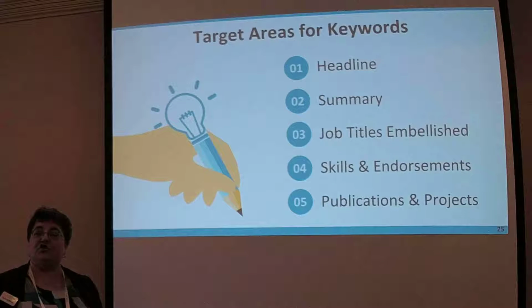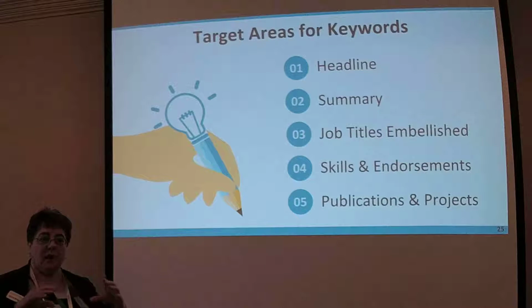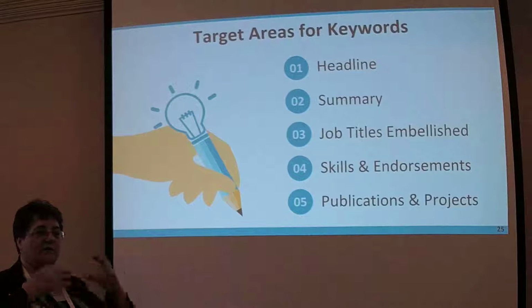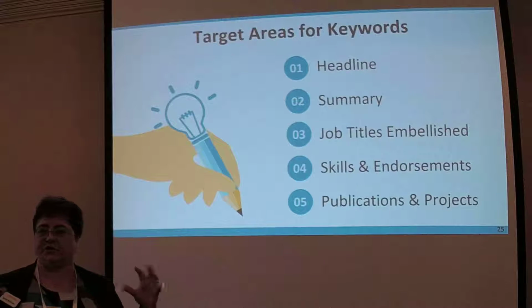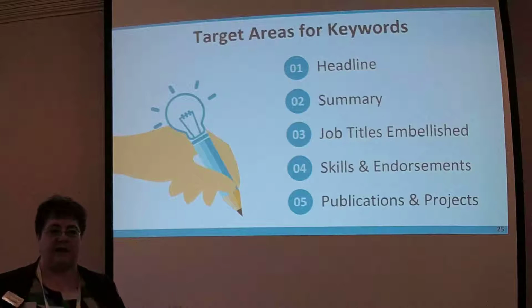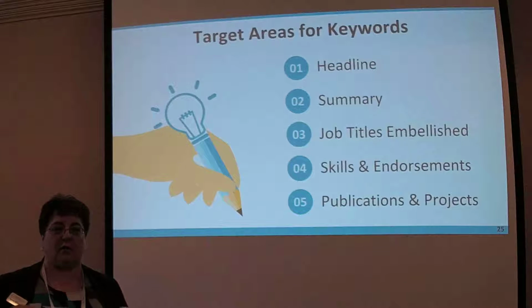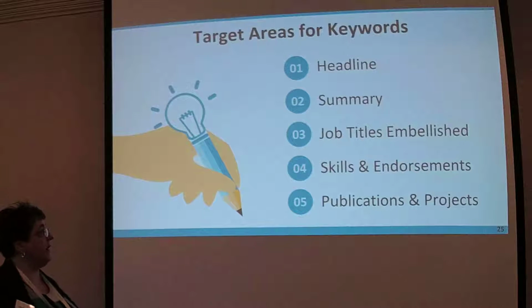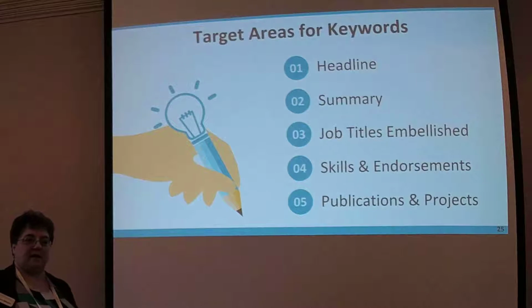The summary is 2,000 characters. I showed you my secret sauce. I do the value proposition, which is 2, 3, 4 sentences. I do the alphabetical list of keywords, and then I do career highlights, which are quantifiable accomplishments with white space in between. Job titles embellished.